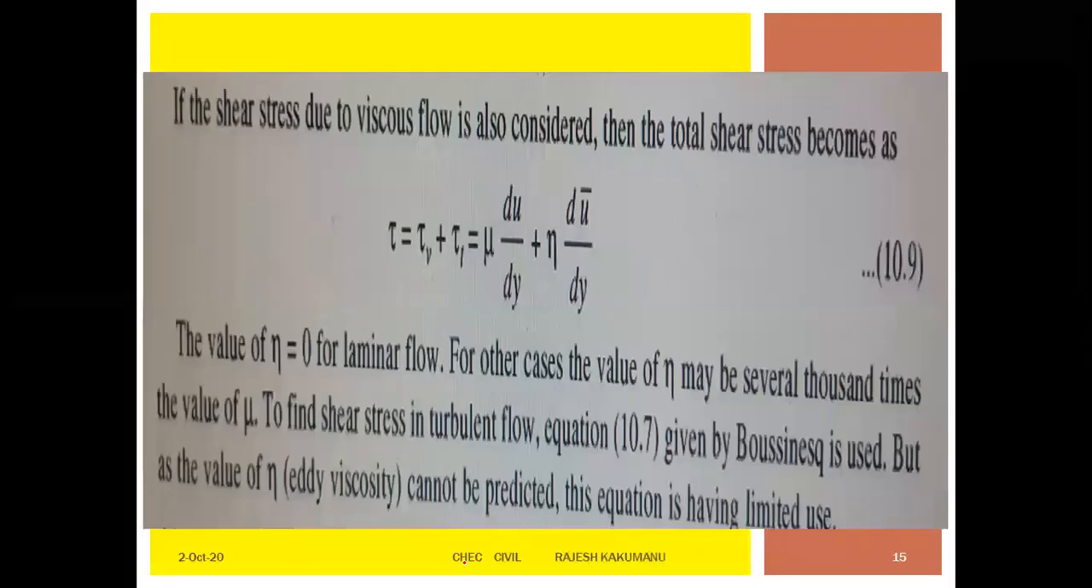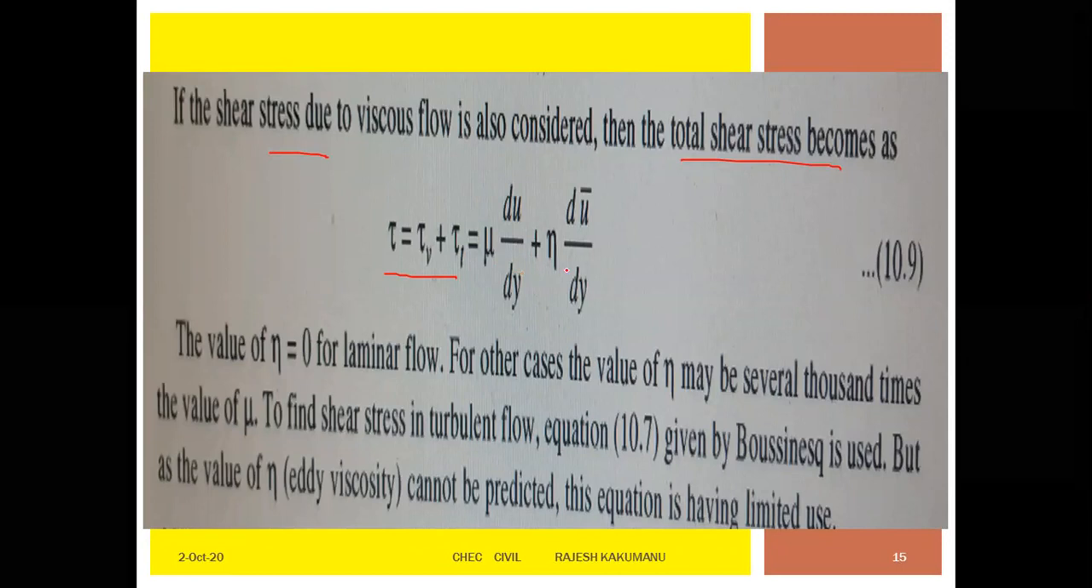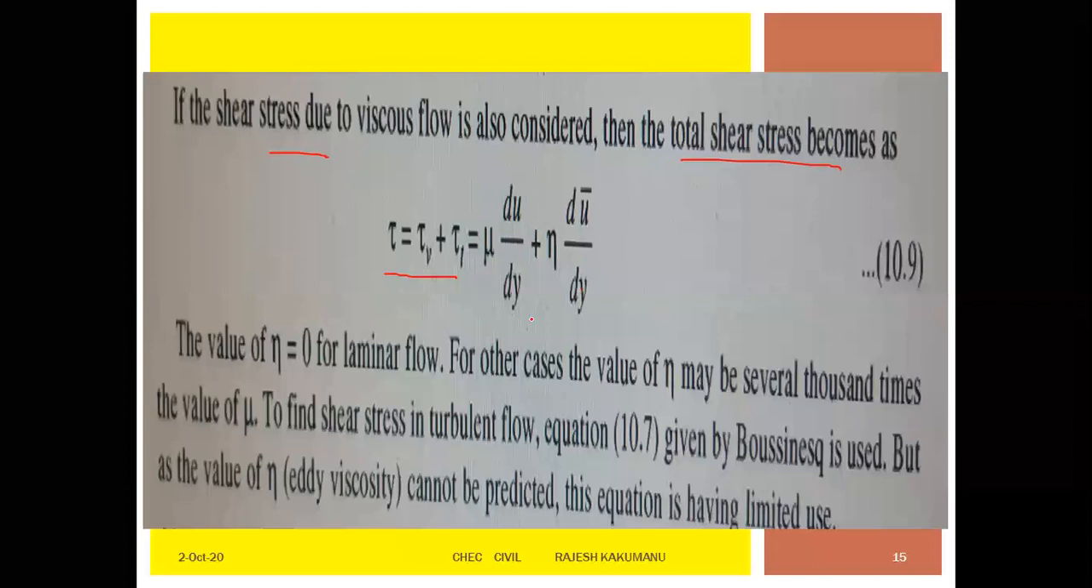Next one. If the shear stress due to the viscous flow is also considered, then the total shear stress can be written as: total shear stress tau is equal to the viscous shear stress plus the shear stress in the turbulence, that is tau is equal to tau V plus tau T. That implies mu dou u by dou y plus eddy viscosity into dou u bar by dou y. So this is the total shear stress.